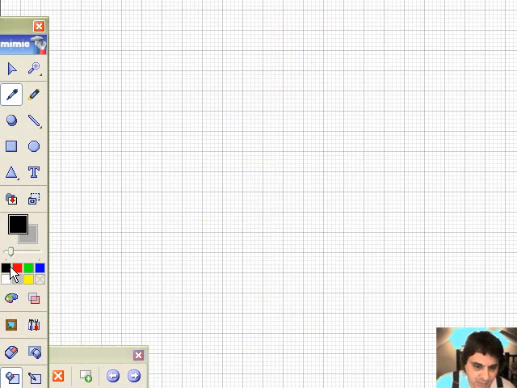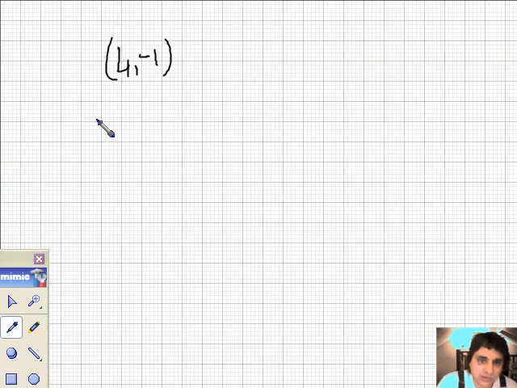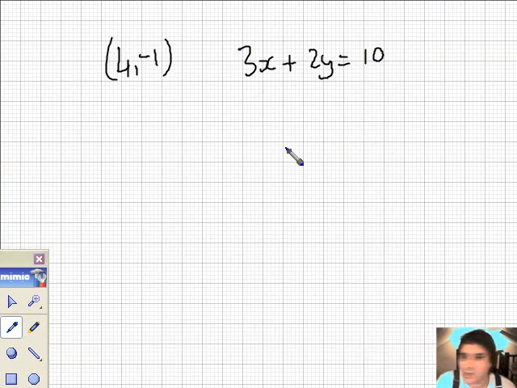Right, back to black. It says I've got to find the equation that passes through the coordinates 4, minus 1. Straight away I'm scared because I've got minus 1 there. And I've got to be parallel to this thing as well: 3x plus 2y equals 10. Well, I don't like this at all. I've got to make sure the gradients are the same, otherwise it won't be parallel. I've got to get it in the form of y equals.